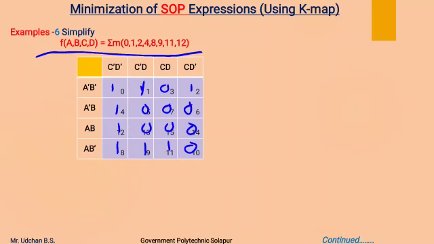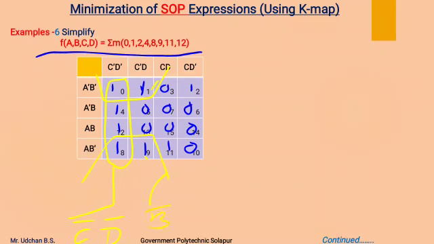Now we will form a group. An octet is not possible over here, so we can form this as a quad. Equation for this will be C bar D bar. After that we can form another group using this one and this one, as these two are adjacent with each other. So for this the equation will be B bar C bar.